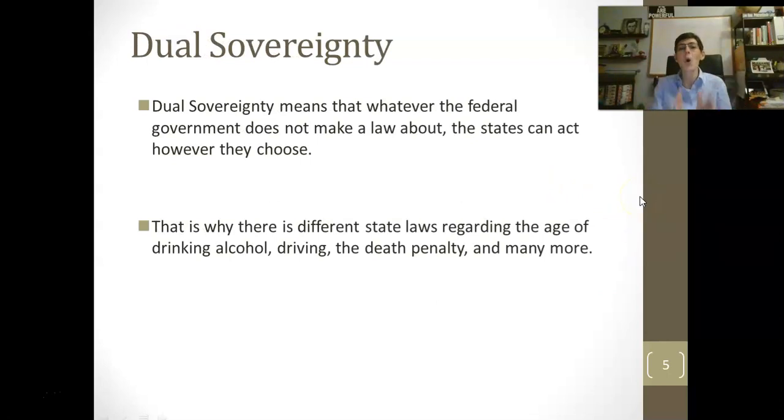Now, there's this concept called dual sovereignty. Dual meaning two, and sovereignty meaning where power resides, right? When we say the people are sovereign, it means political power resides or lives in the people. So dual sovereignty means that whatever the federal government does not make a law about, the states can act however they choose, as long as it doesn't violate the Constitution. This is why you do have different state laws regarding alcohol, driving, death penalty, and a lot of other issues, including marijuana at this point as well.